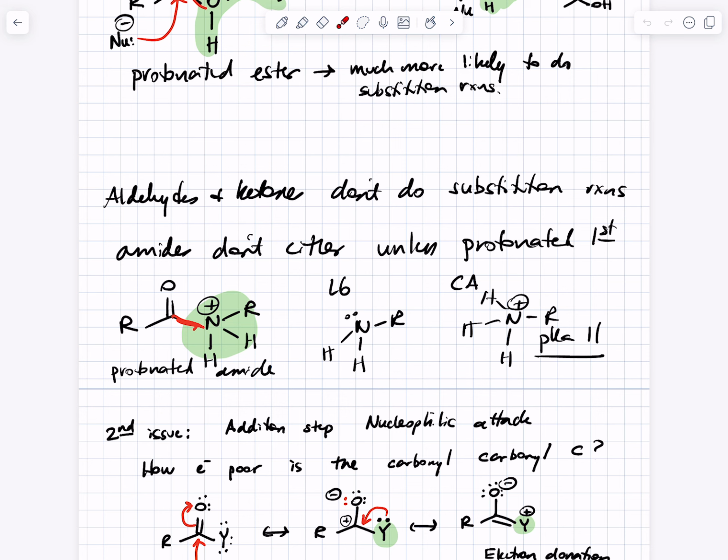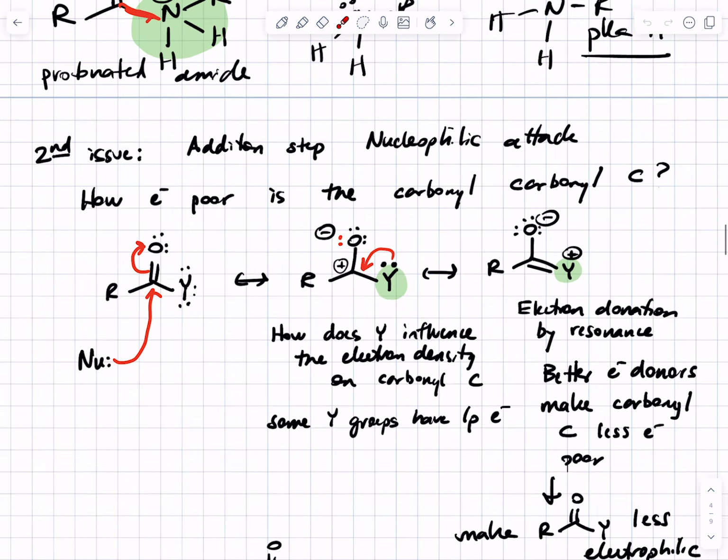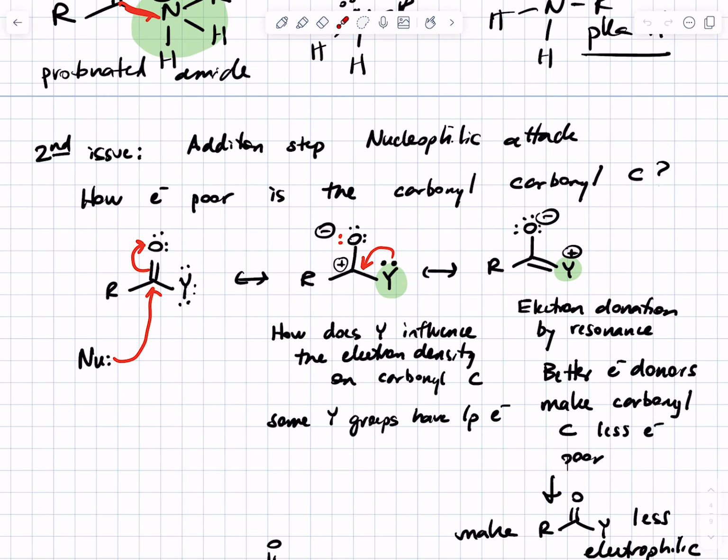All right, so that was the elimination step. The second thing we were considering is the addition step, nucleophilic attack. And the key question there is how electron poor is the carbonyl carbon? And that's influenced by the ability of the Y group to be a resonance electron donor. Here's the resonance structure where you've got a positive charge on the carbonyl carbon indicating that that carbon is electron poor. And if the adjacent Y group has a lone pair, it can donate that lone pair to form a pi bond between the carbonyl carbon and the Y group.